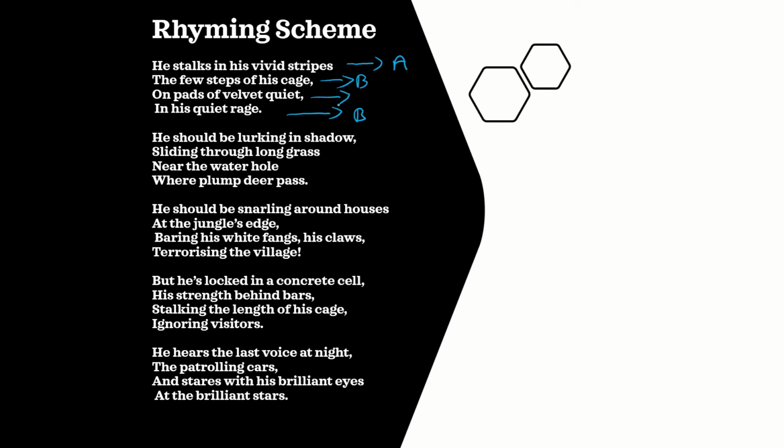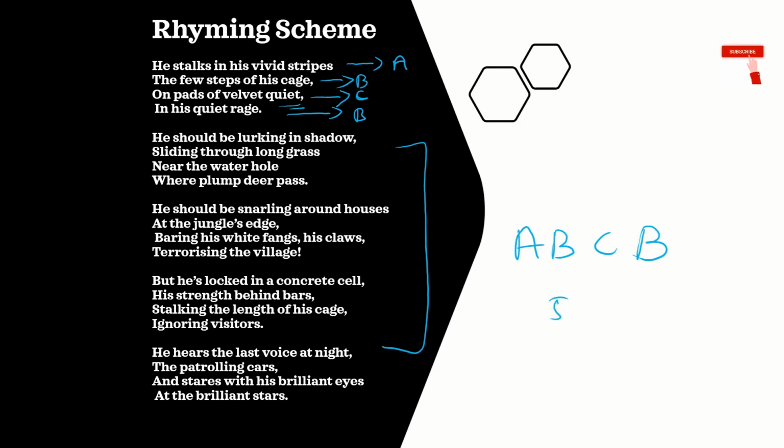Next, line 3, which has got quiet as the end word, does not rhyme with any other word of this stanza. So we will mark this as C. If you look into the entire poem, this is the same rhyming scheme you will find throughout. That is A, B, C, B throughout all the 5 stanzas.